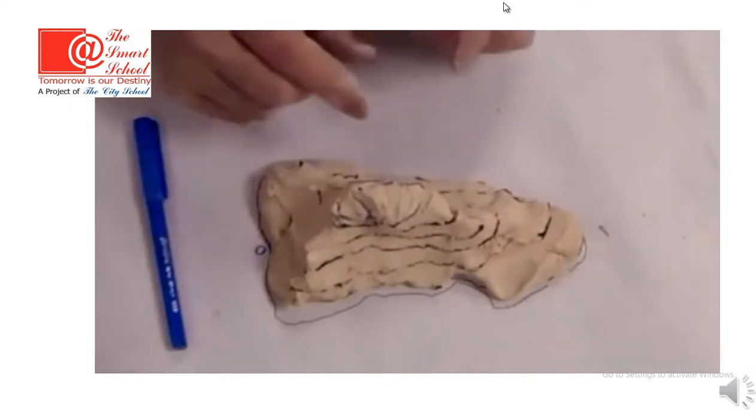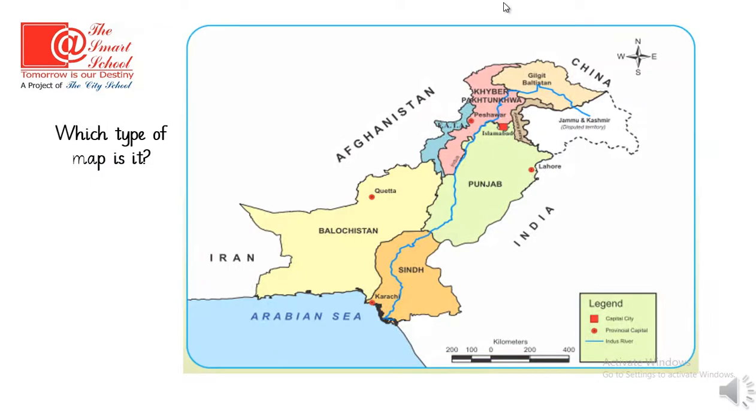I hope that this drawing of the contour lines has given you a very clear idea of what contour lines are and how to read a topographic map. Let's move forward. Which type of map is it? Yes, it's a political map because it's showing the borders of Pakistan with different countries. It's also giving an idea of the borders of the provinces of Pakistan.